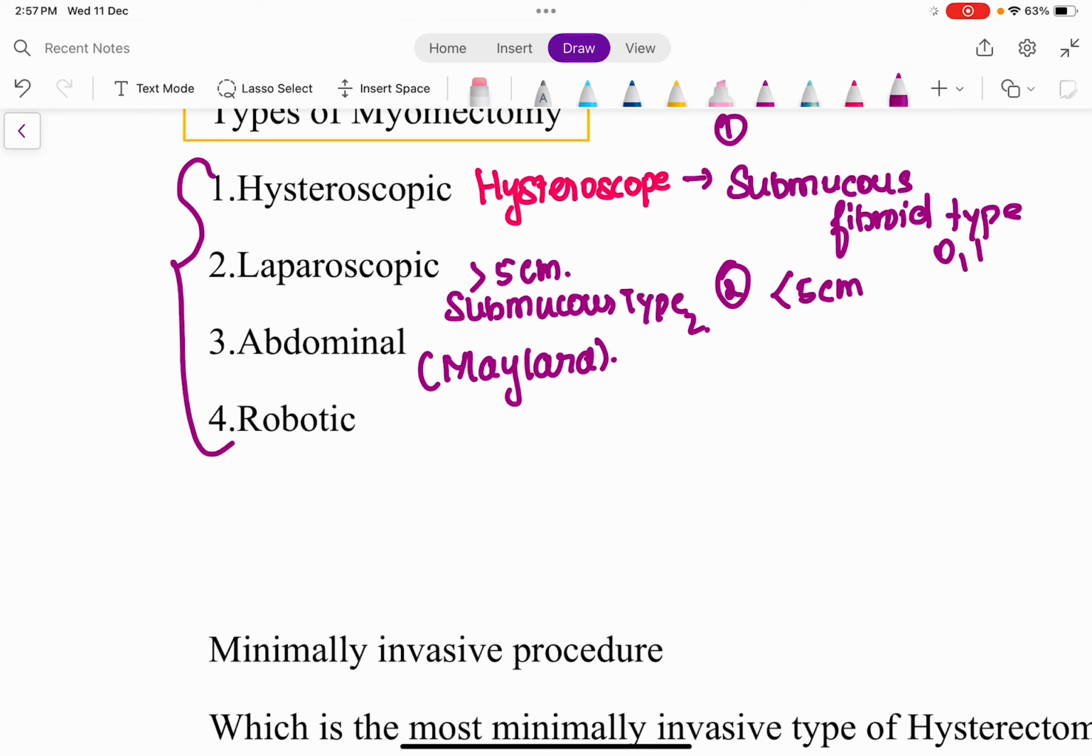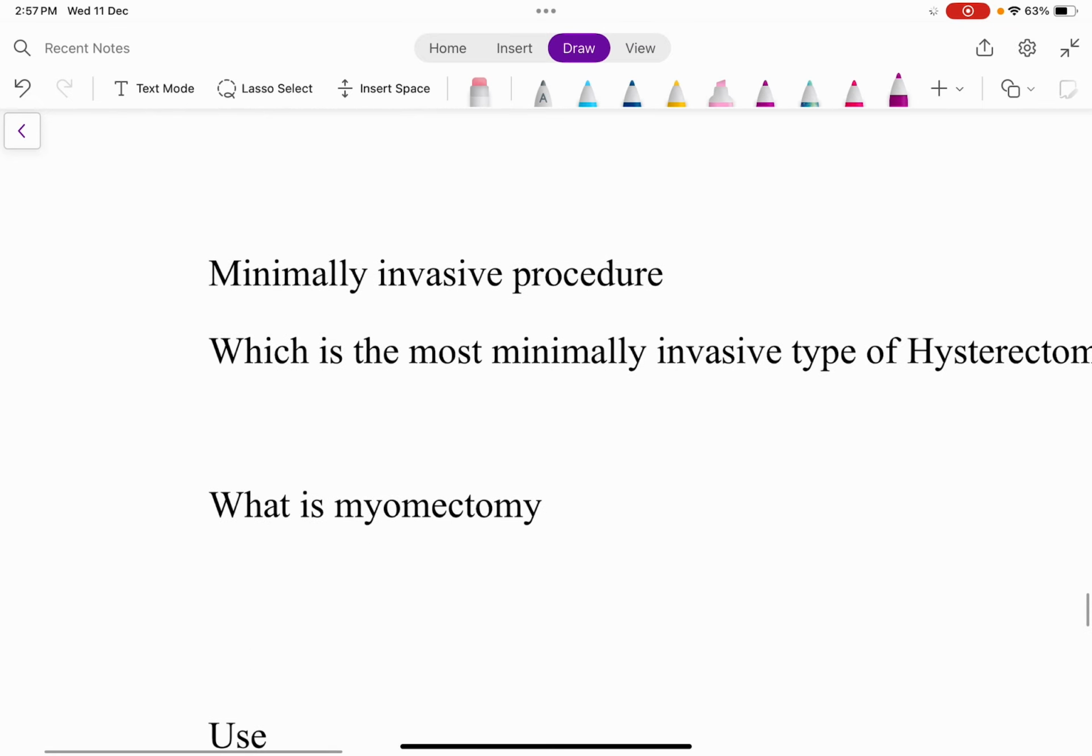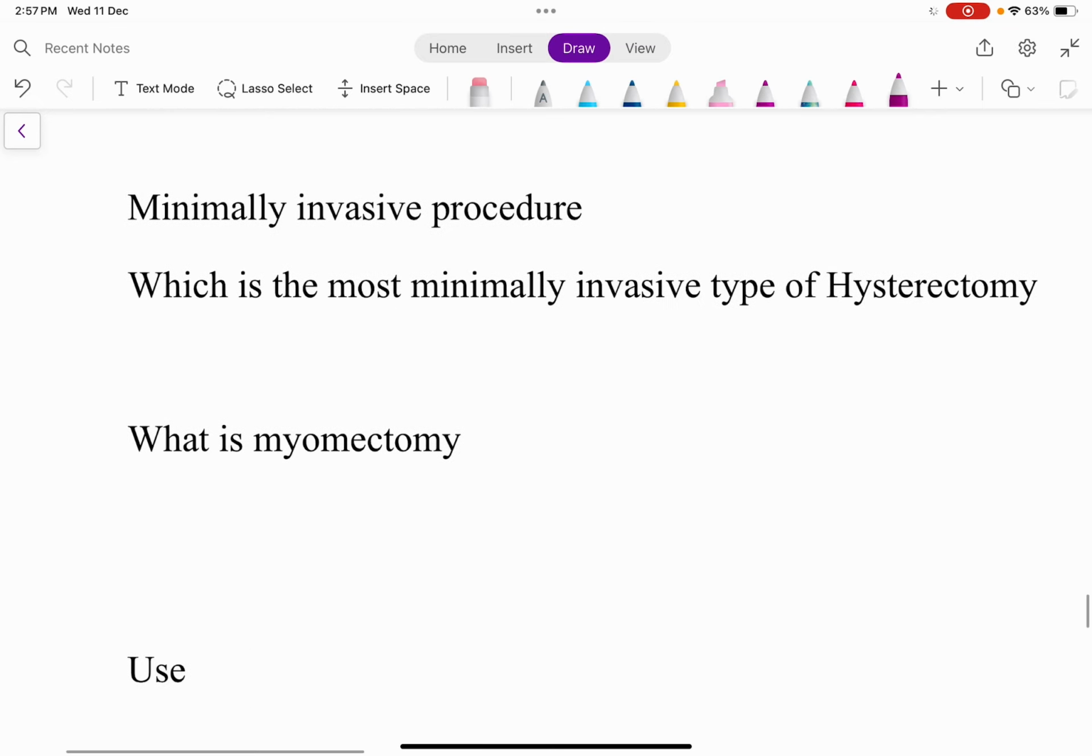So these are the various types of myomectomy, which are actually not important for examination, but you need to learn this as we are learning the fibroid as such. So the four types are hysteroscopic, laparoscopic, abdominal, and the robotic myomectomy. Is that clear? Yes. So as I told you earlier, this is a minimally invasive procedure.